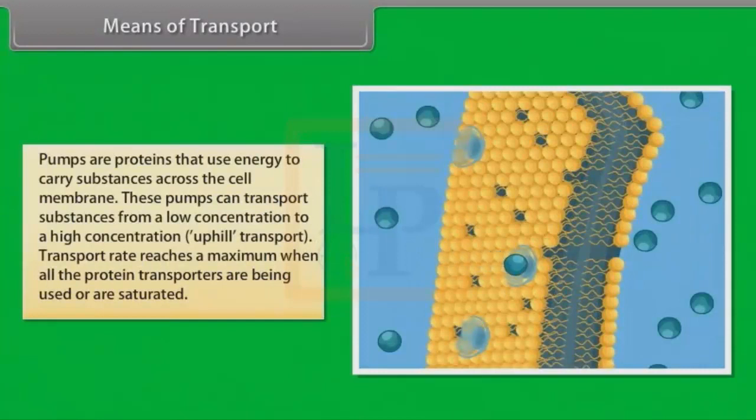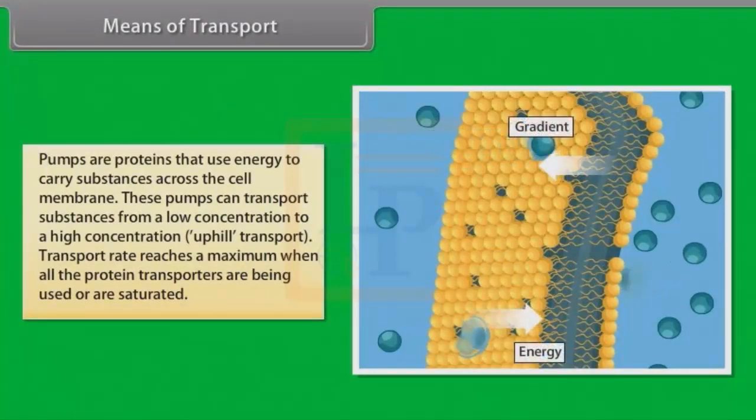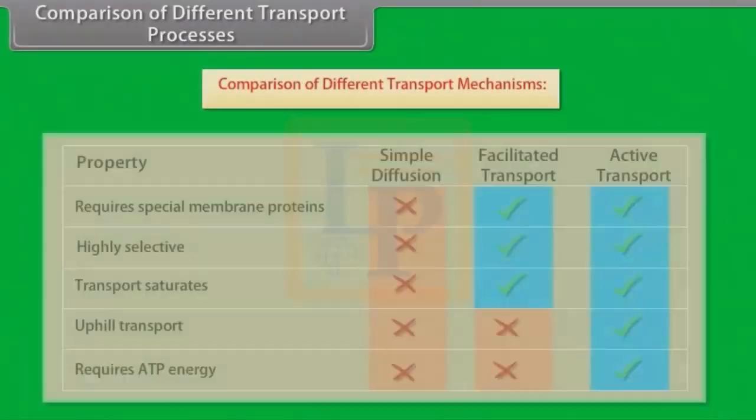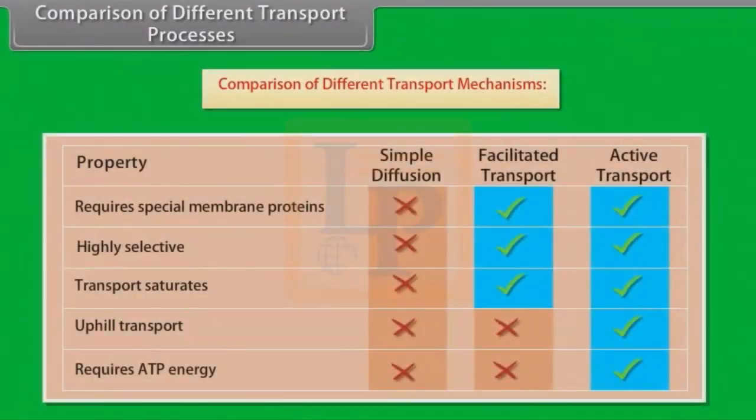Pumps are proteins that use energy to carry substances across the cell membrane. These pumps can transport substances from a low concentration to a higher concentration, or uphill transport. Transport rate reaches a maximum when all the protein transporters are being used or are saturated. Now, let us compare simple diffusion, facilitated diffusion, and active transport.